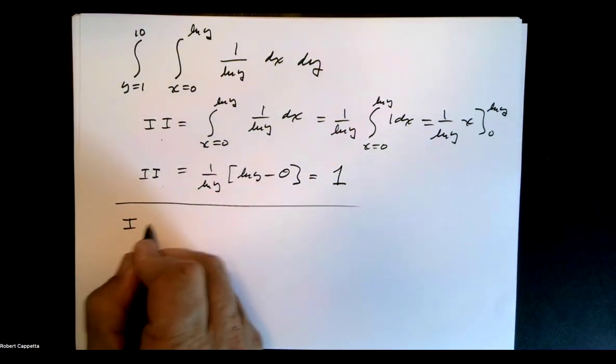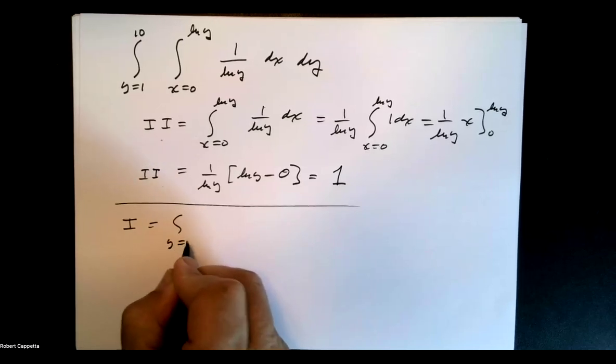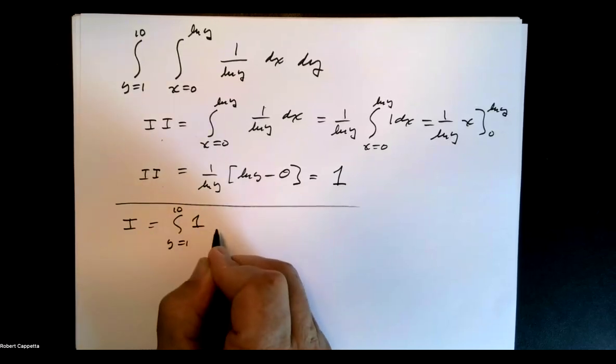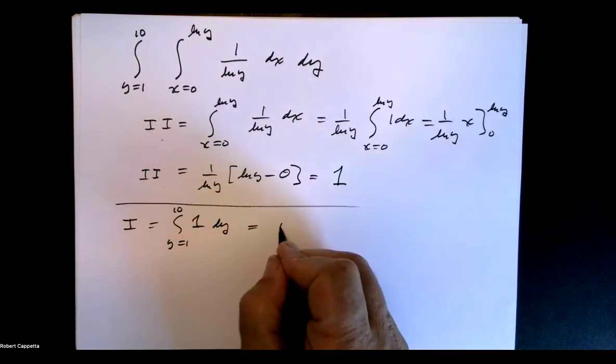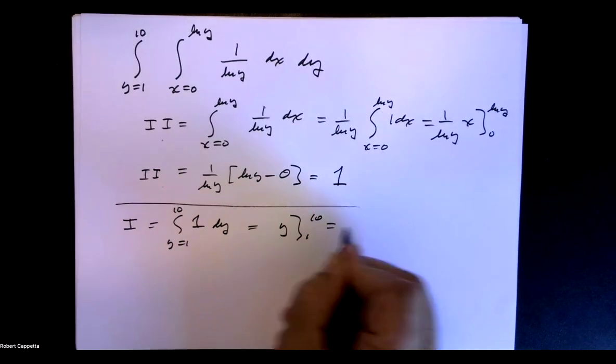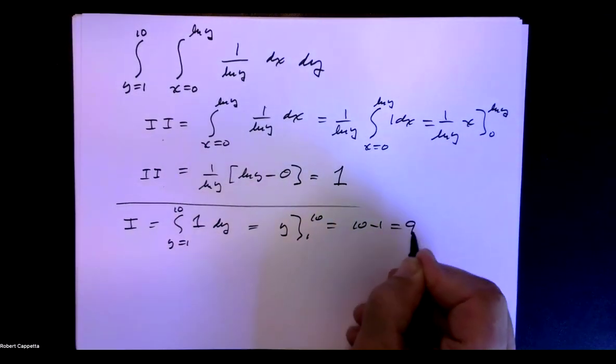So the outer integral is the integral as y goes from 1 to 10 of 1 dy, whose antiderivative is y from 1 to 10. 10 minus 1 equals 9.